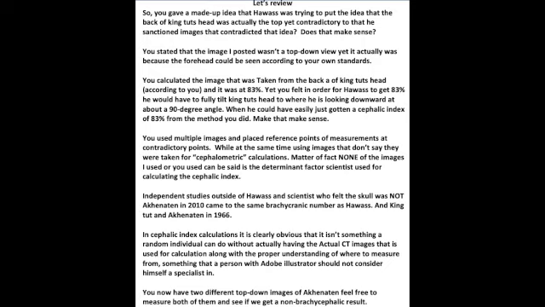In cephalic index calculation, it is clearly obvious that it isn't something a random individual can do without actually having the actual CT images that is used for calculation along with the proper understanding of where to measure from. Something that a person with Adobe Illustrator should not consider himself a specialist in. You now have two different top-down images of Akhenaten. Feel free to measure both of them and see if we get a non-brachycephalic result, because this is King Tut's father. So if King Tut's father's numbers come out brachycranic, then the possibility is that the calculations on King Tut are also brachycranic.